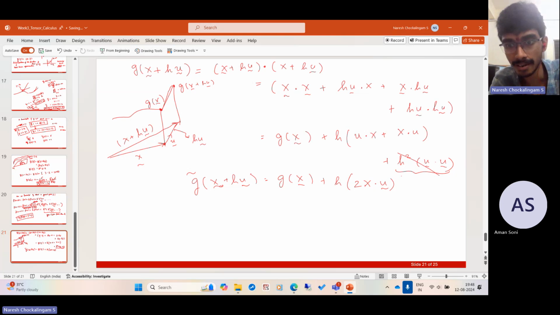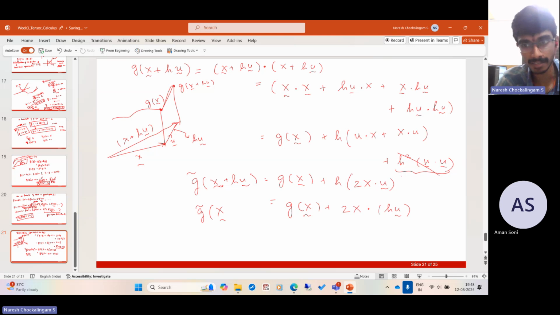So multiply this h onto u. So hu is nothing but, that's fine. So this is nothing but g of x plus 2x dot hu. Now analyze this. By dropping the terms that go to 0 faster than h itself, you have constructed a linear approximation to g about the point x.